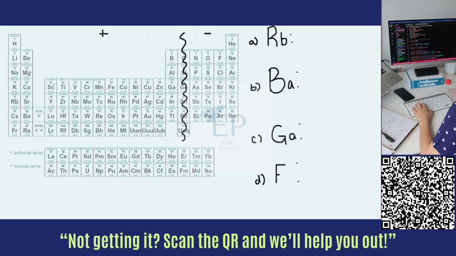So first, let's look at rubidium. Rubidium is in the first column of the periodic table. Since it becomes a cation, it's going to adopt the electron configuration of the noble gas that comes before it. This is because it's going to lose an electron. Therefore, it's going to have a configuration identical to the noble gas that comes before it, in this case, krypton. So its electron configuration can be represented as such.